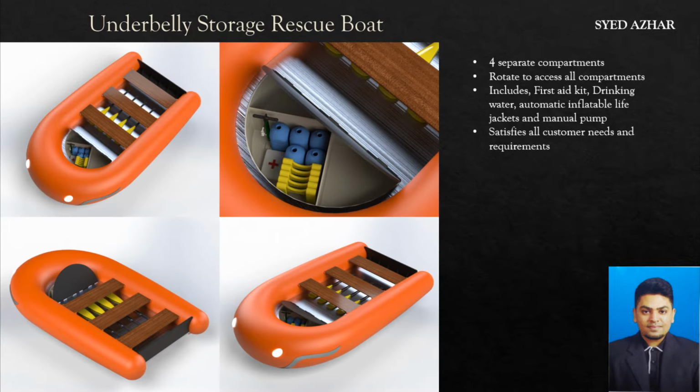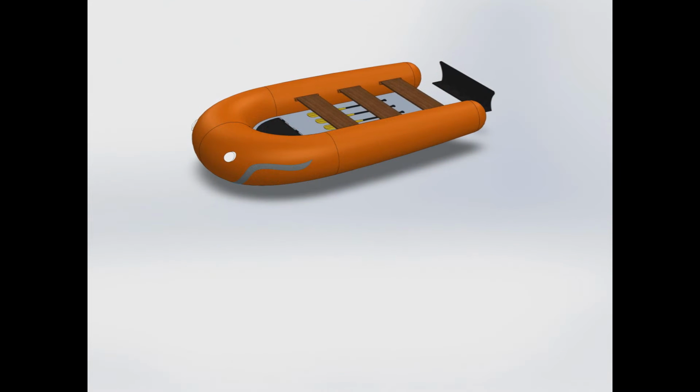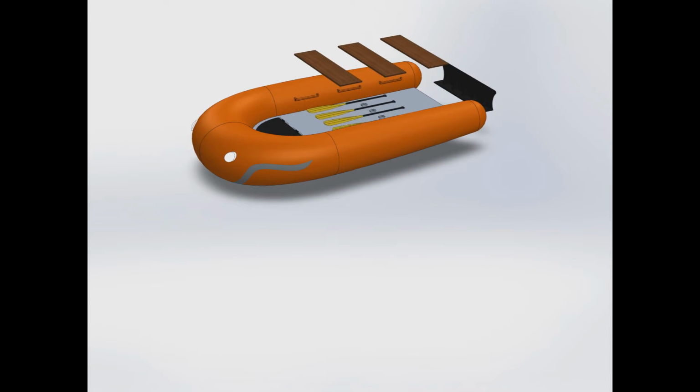From the renderings, we can see there is a cylindrical rotatable storage section with 4 separate compartments. One of the compartments includes all the items needed in a flood evacuation situation: the first aid kit, drinking water, and automatic inflatable life jackets. A manual pump is also included to pump the boat. With this design, we have satisfied all the design criteria derived from the customer questionnaire analysis. And here is an exploded view animation of this design.